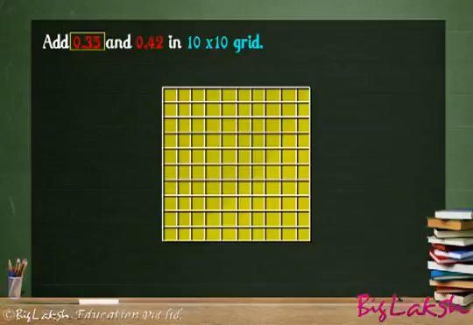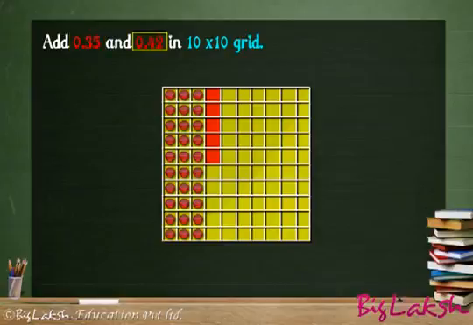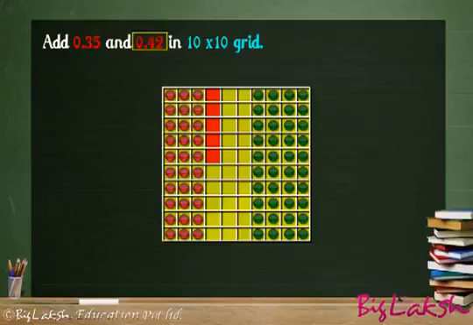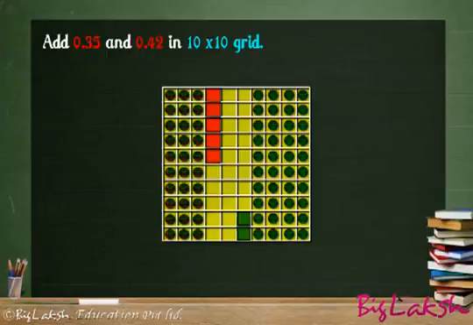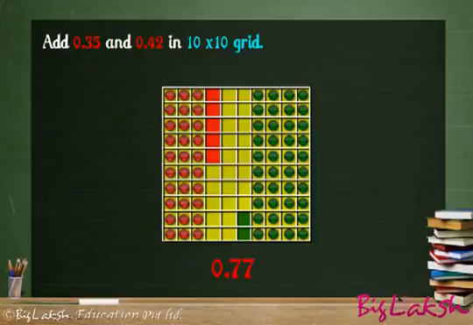Mark 0.35 in this square by shading 3 tenths and coloring 5 hundredths. Mark 0.42 in this square by shading 4 tenths and coloring 2 hundredths. The total number of tenths in the square is 70 and the total number of hundredths in the square is 7. Summing up both 70 and 7, we have 77, which we express in decimals as 0.77.